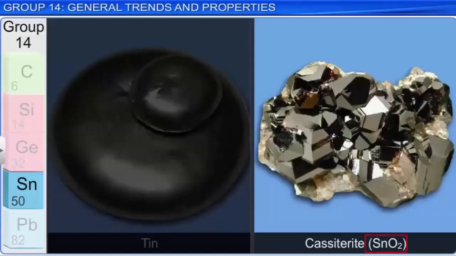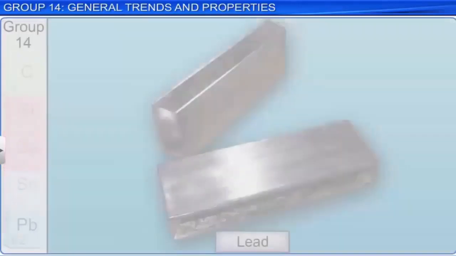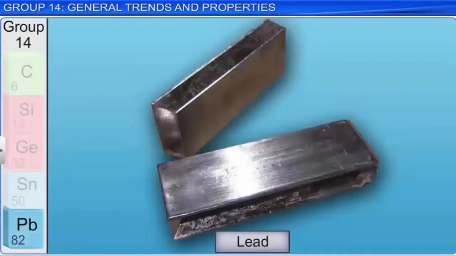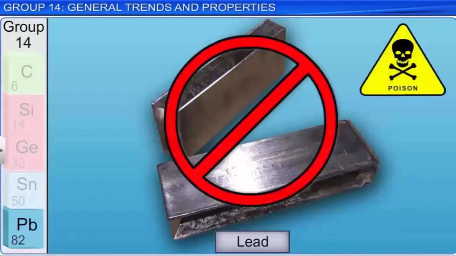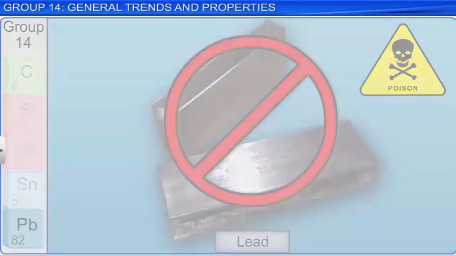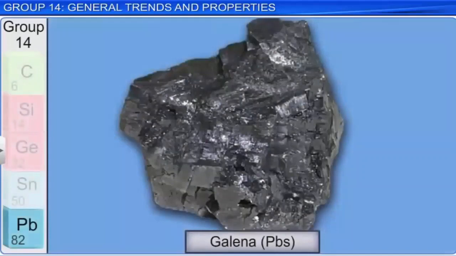Lead is a very soft, greyish metal that is shiny when first cut. Lead has been used since ancient times. But lead poisoning can cause many serious health problems, especially in children. Lead occurs in nature mostly as galena, which has the chemical formula PbS.